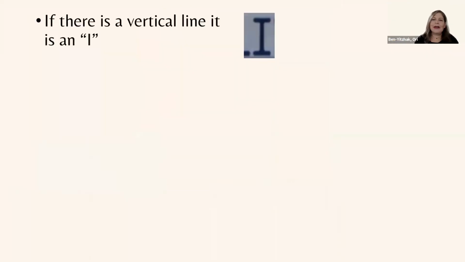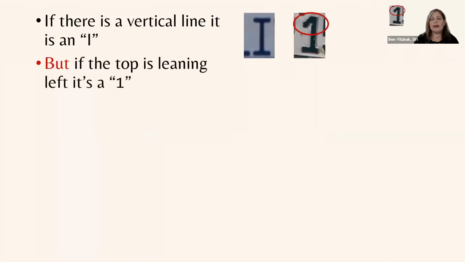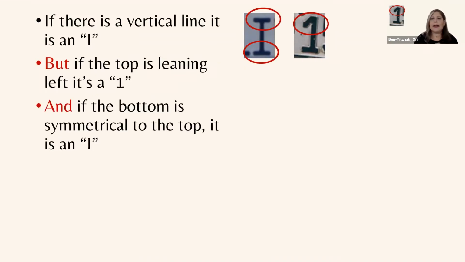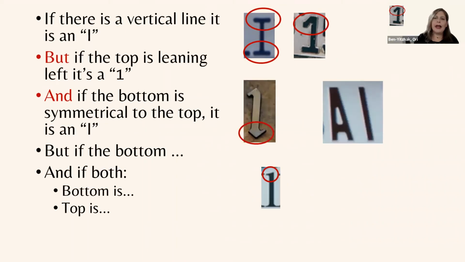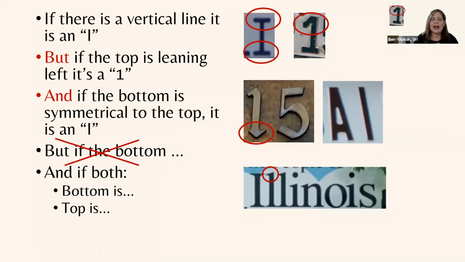We started by writing heuristics. Well, if it's a vertical line, probably an I, right? Or a 1. So let's look at the top. If the top is leaning leftward, it's a 1. And if the bottom and the top are identical, it's probably an I. And what about lowercase l? And oh, the line doesn't have to be vertical. It could lean to one side or another. And L and 1 are not that easy to detect.